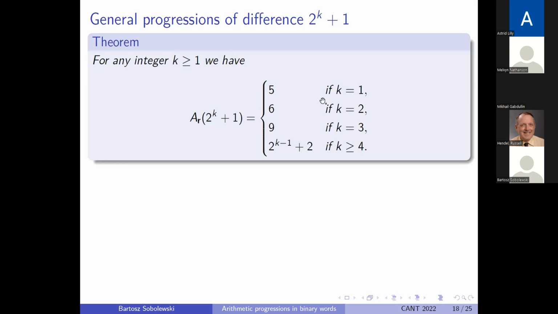And moving on, we have another result for general progressions of difference 2 to the power k plus 1. So why this particular difference? Because this was one of the special cases in the previous theorem, and I wanted to find out whether we have a nice formula for the maximal length of such a progression.